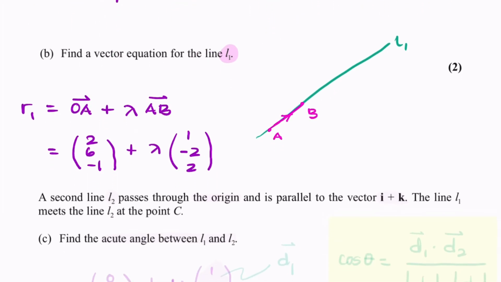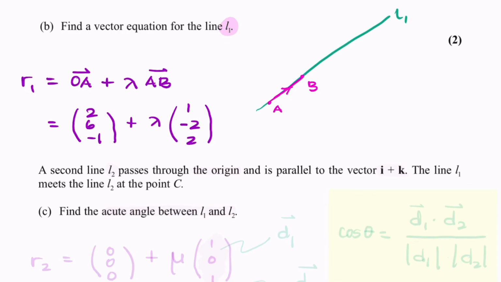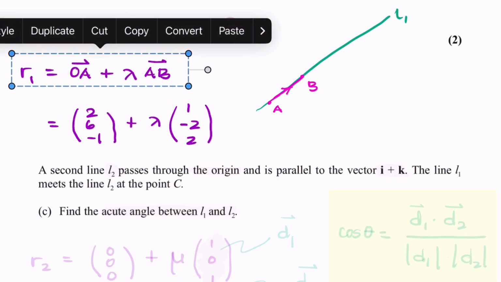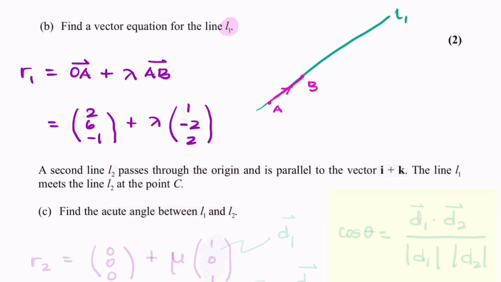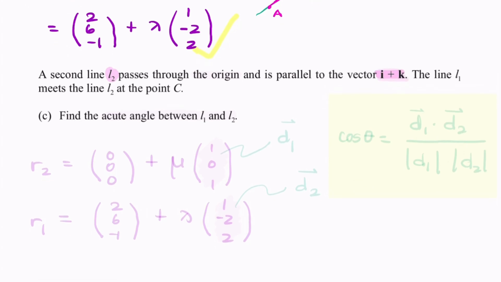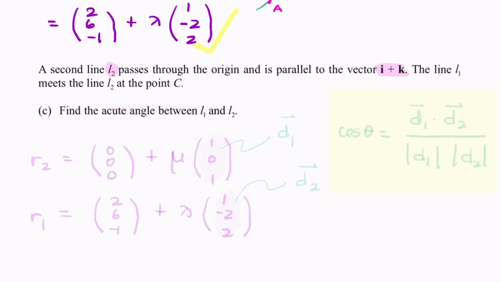And we can write the final answer. We can leave it like that, I guess. The vector equation of the line, we can simply leave it like that. That's, I think, good enough. The question goes on to talk about another line, L2. And we're given the direction of L2. And we're asked for the angle between L1 and L2.